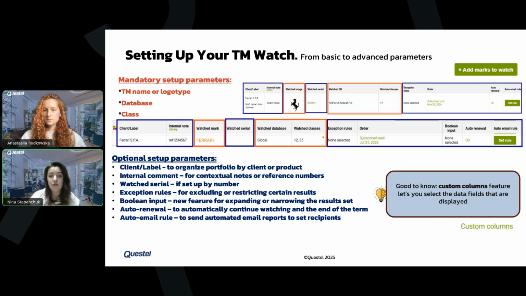And the auto renewal option makes sure that monitoring continues automatically at the end of the subscription. So if it's turned off, the system will send reminders so you can manually renew, or you can trust the automated process with us. And finally, the auto email rule lets you set up how your reports are delivered, either per individual mark or per client label. Results would go directly to the right recipients without any additional manual steps from you.